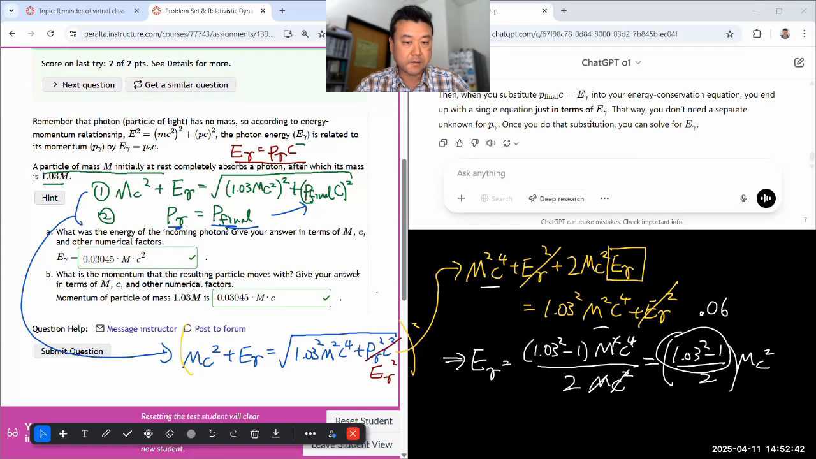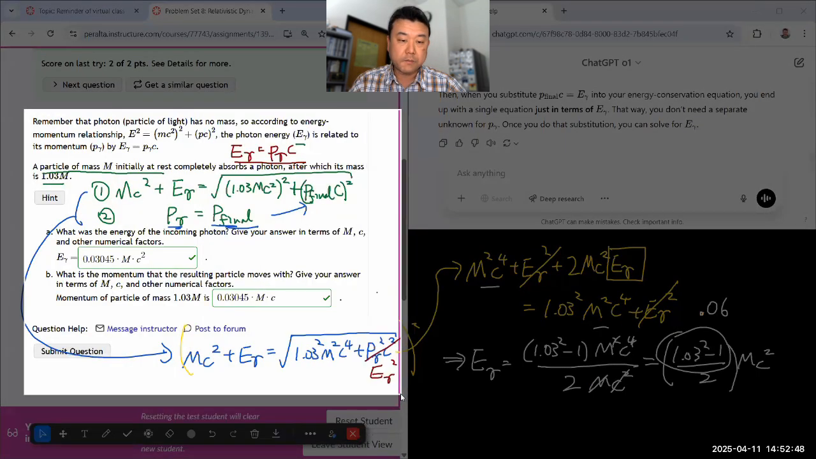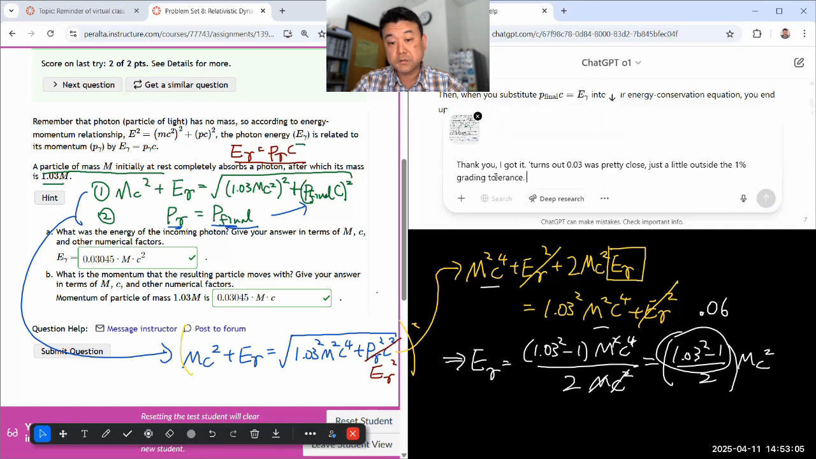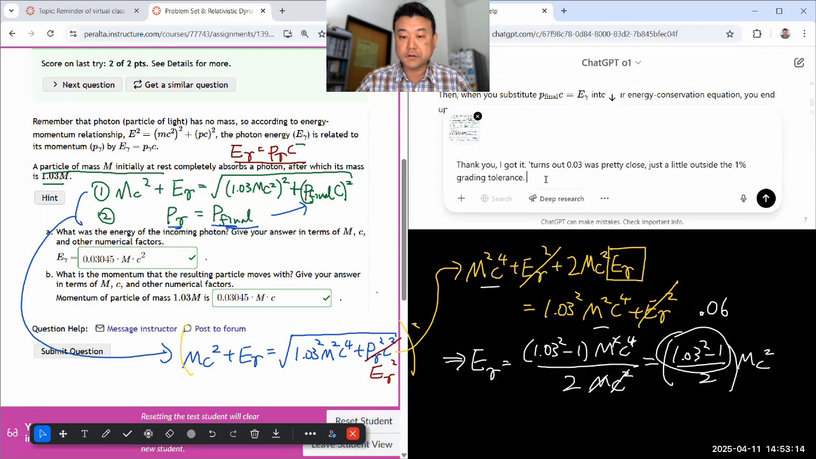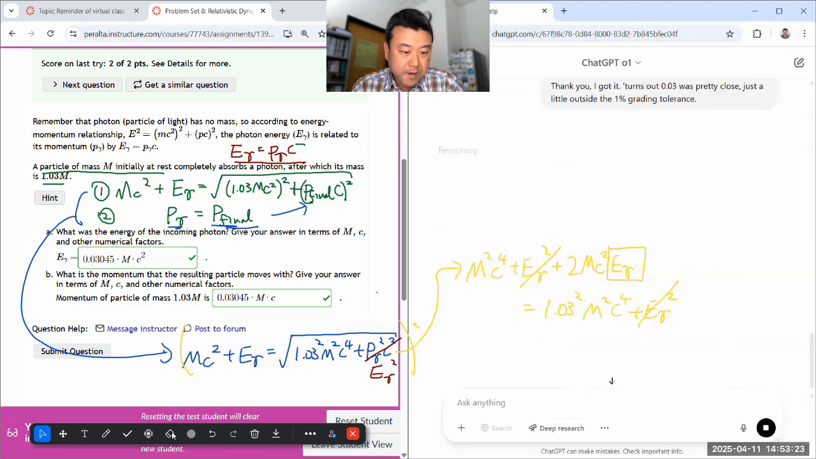I'll say great, I got it. It turns out 0.003 was pretty close, just a little outside the 1% rating tolerance. Oh, and I guess I can also paste this in if it wants to see my work. All right, I've got probably three responses remaining.